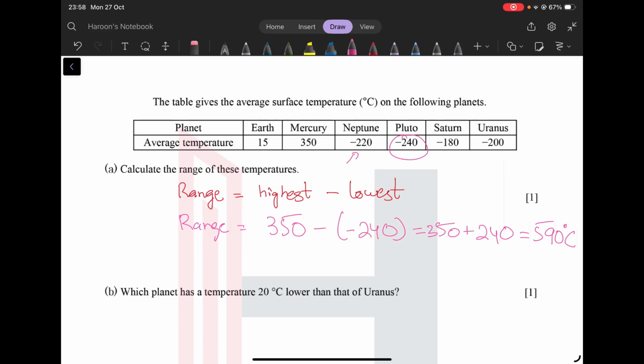Okay, now next, which planet has a temperature 20 degrees lower than Uranus? Uranus is minus 200. 20 degrees lower, so basically minus 200 minus 20. So you can see minus 220. They are looking for the name of the planet. So if you just write minus 220, that won't be the answer. You will get 0 marks. They specified which planet. So you need to write the name of the planet, which is Neptune.